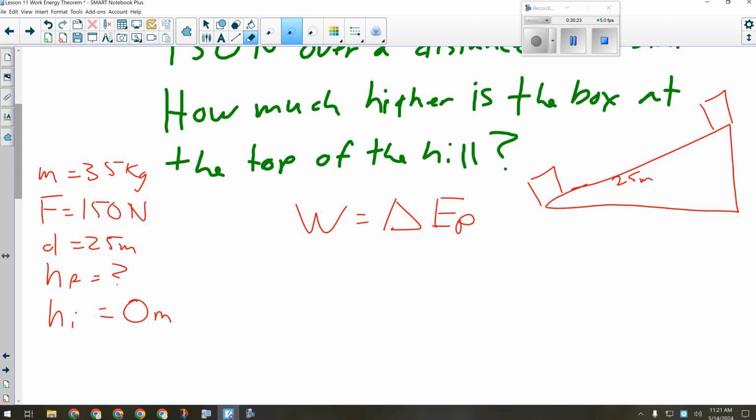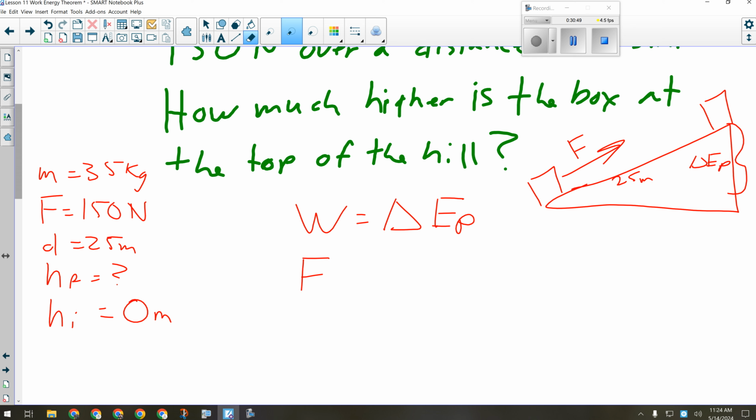Okay, so I'll leave you to go from there. Give you a couple more minutes before we do the rest of it. So let's look at the rest of this. We know that we've got a force pushing this up the ramp over a 25-meter distance. We know that that is going to change the potential energy of the box. Right? So we've set it up that work is changing the potential energy.